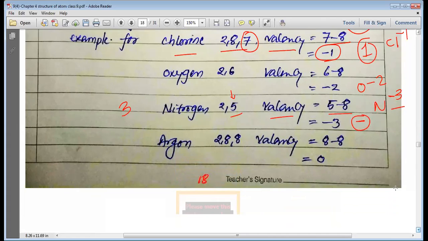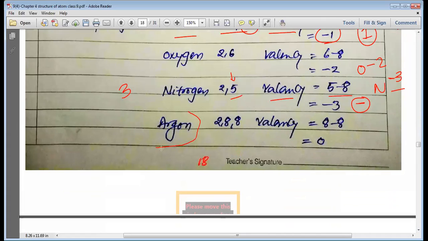And same way, my dear students, if we look into argon, the electronic configuration is 2, 8, 8. So argon has 8 valence electrons, so the valency is 8 minus 8, which is 0. That means argon will not make any ions, or argon will not combine with any other elements. The combining capacity of argon is 0, and that is why the valency of argon is 0, and that is why argon is called an inert gas or noble gas.